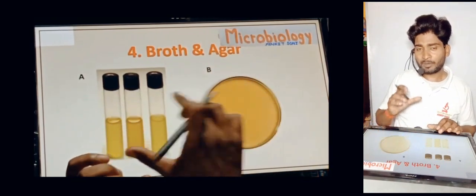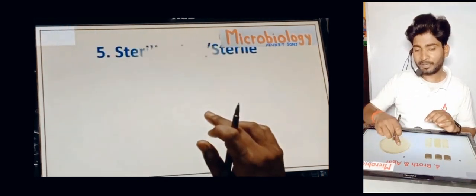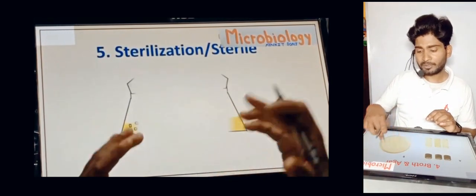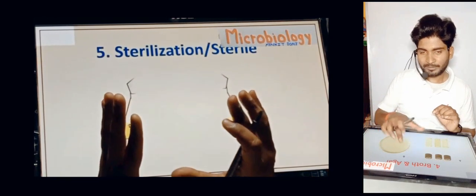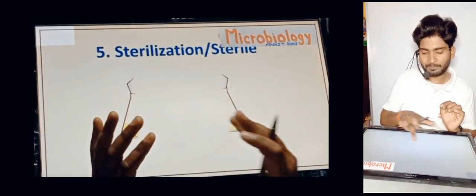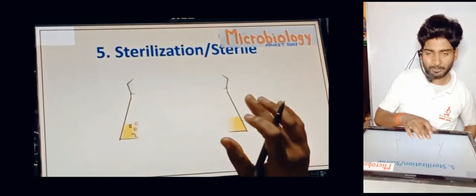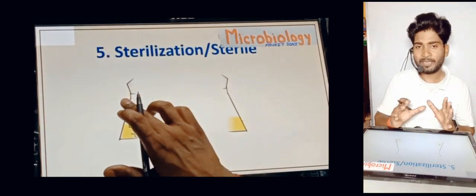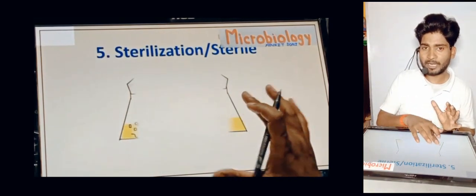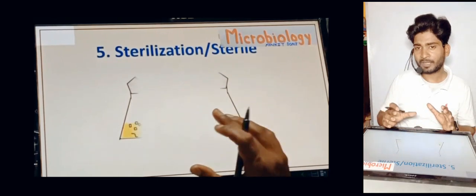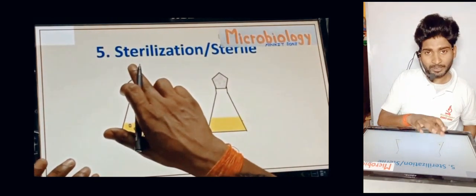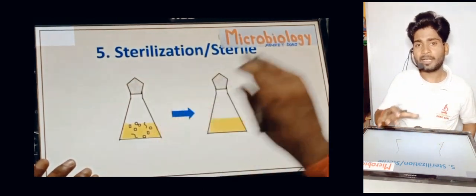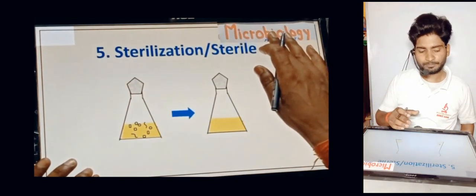Why agar? Because in picture B you can see petri plates and a solid medium is there, because with the same composition we can take any medium as we have taken in liquid medium, or in that we add the solidifying agent which is known as agar. That is, we say agar medium. So broth is a term for liquid medium and agar is a term for a solid medium.